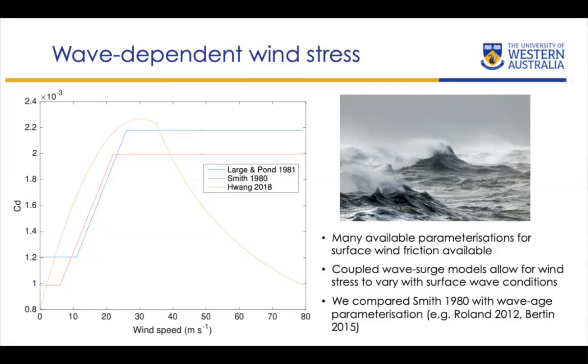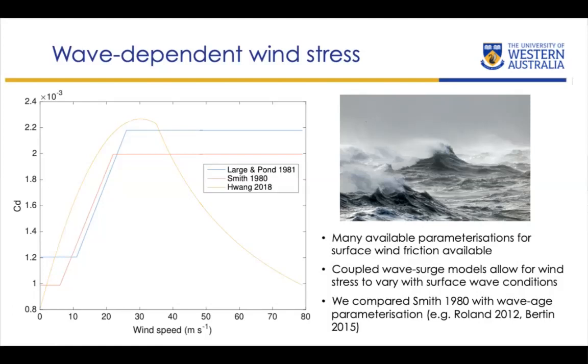Shown on the left are 3 common ones: Large and Pond, Smith, and Huang, which is a bit more recent. On the x-axis is increasing wind speed, and then the surface drag coefficient, which increases as wind speeds increase up to a point, and then generally they level it off, so it doesn't increase forever. At a certain wind speed, they'll level off the drag coefficient, and that's standard in storm surge models. But more realistic is probably that it tapers off at a certain wind speed and then reduces as the sea surface gets very large waves and very intense winds.